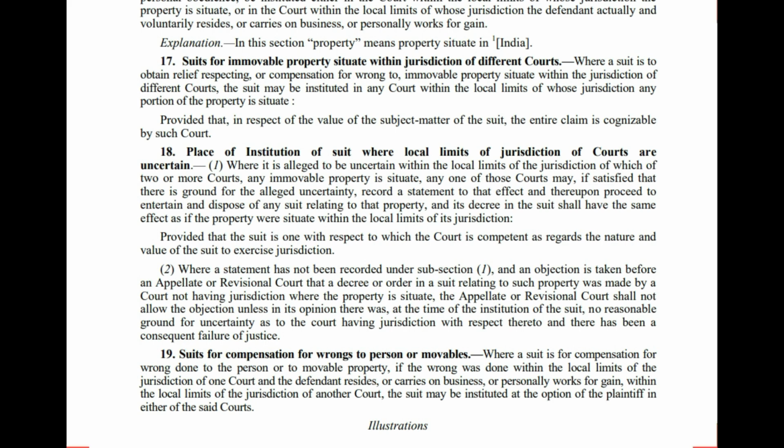If the suit property is situated in such a place that ascertaining the jurisdiction of the courts is difficult, then in that case where should the case be instituted? The place of institution of suit is to be determined when the local limits of jurisdiction of courts are uncertain. How should it be done? Now let us move to subsection 1 under 18.